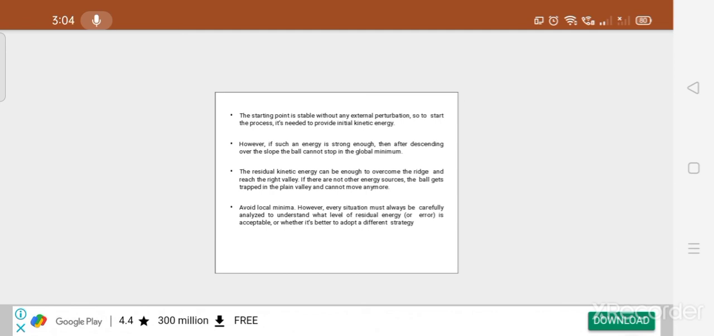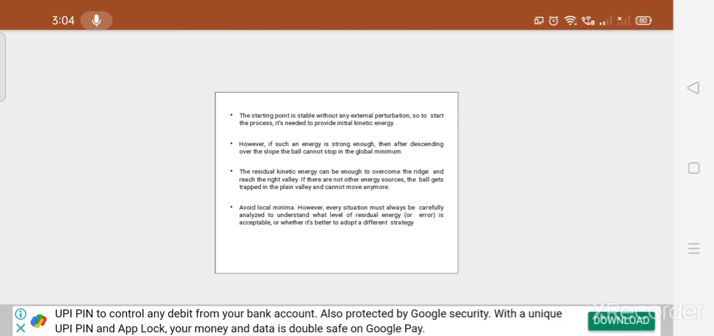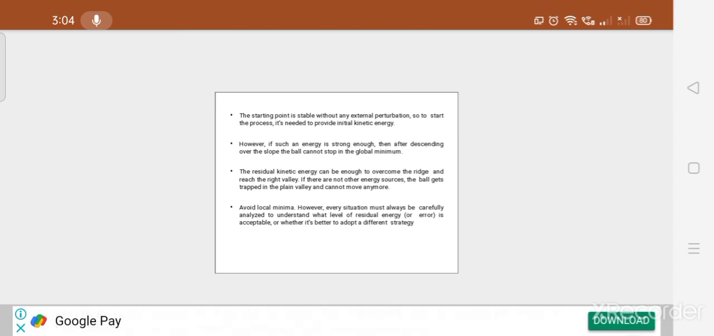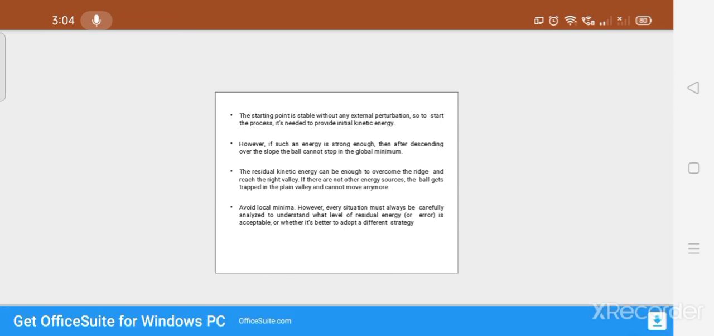However, every situation must always be carefully analyzed to understand what level of residual energy, that is, error, is acceptable, or whether it's better to adopt a different strategy. Clear? Different energy present in between means what? We can say error.